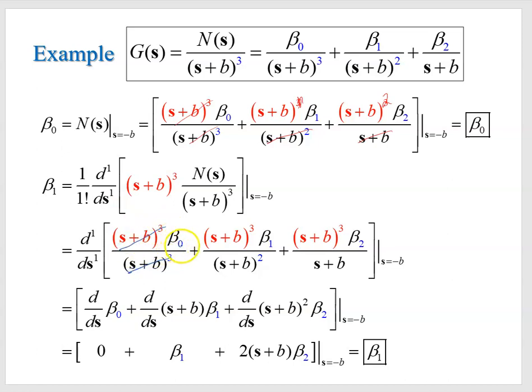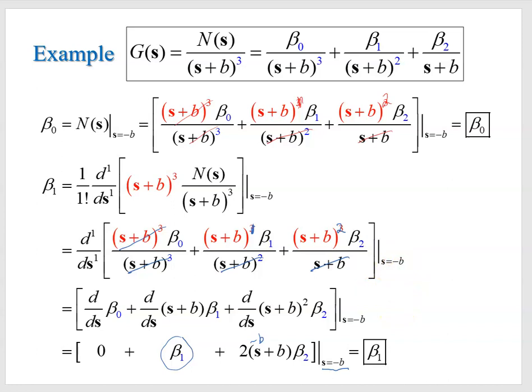So we'll take the first derivative of beta 0. Well, that's equal to 0. For our second term, we'll end up with (s plus b) to the 1. And for our third term, we'll end up with (s plus b) squared. So that's what we have to take a derivative of. For the first one, we'll end up with beta 1, right, the derivative of s is 1. Here we'll end up with 2 times (s plus b), but we're going to evaluate again at s equal to negative b. So when we plug in our negative b here, that term goes to 0, so we just end up with our beta 1. So that's how we can see why this works.